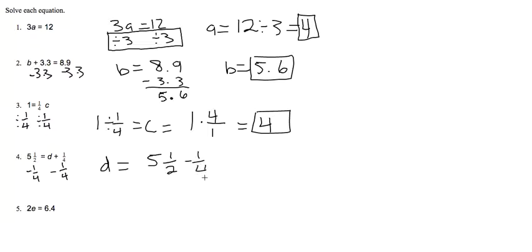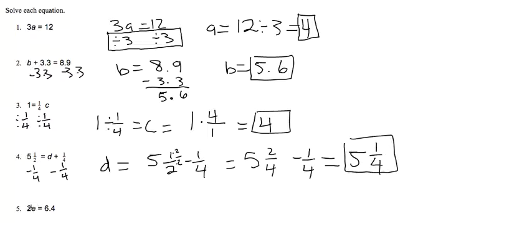minus 1/4. Now, if we're looking at this, we see that, oh, we're subtracting a fraction. We need to have a common denominator. So what I can change that 1/2 into is 2/4 by multiplying it by 2 over 2. 1 times 2 is 2, and 2 times 2 is 4. So then subtracting 1/4, we end up getting 5 and 1/4.